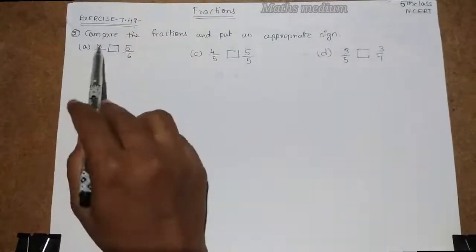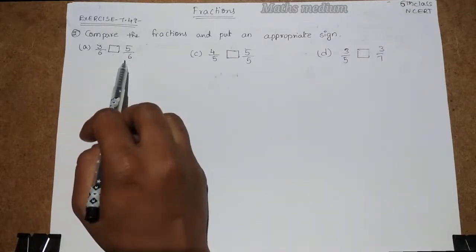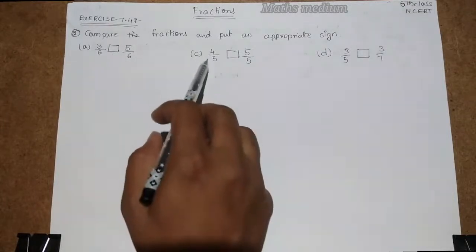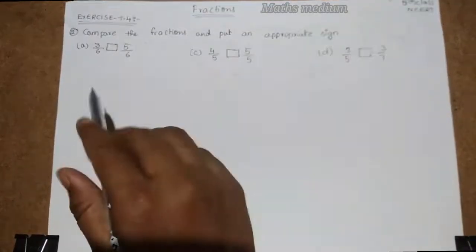Coming to the question: 3 by 6 and 5 by 6. We have to compare these two with an appropriate sign. This is also 4 by 5 and 5 by 5. This is 3 by 5 and 3 by 7. So we have to write the answers.